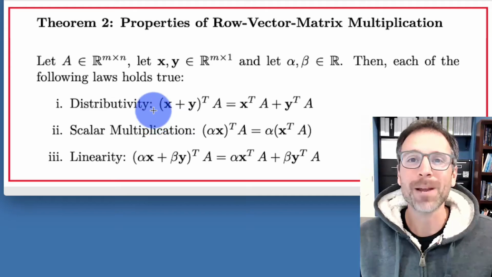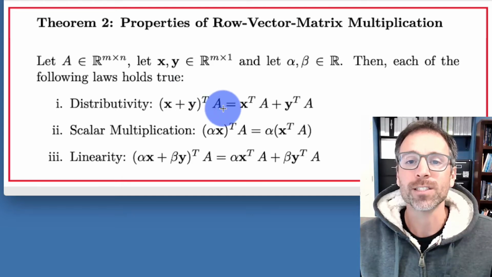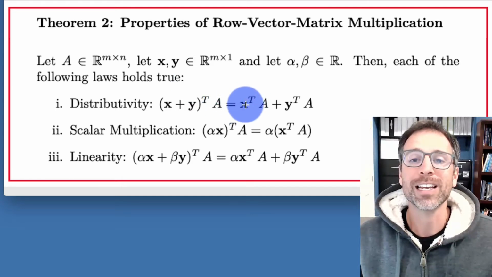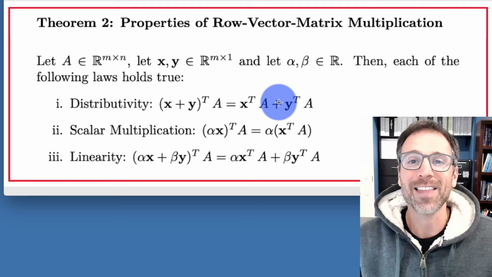Let's explore the algebraic properties of row vector matrix multiplication. This has three different flavors. The first one we'll call distributivity, which is if we sum two row vectors and then multiply by a matrix, that's the same as multiplying each row vector by the matrix and then adding that sum.